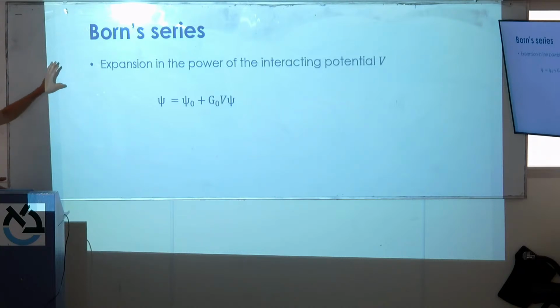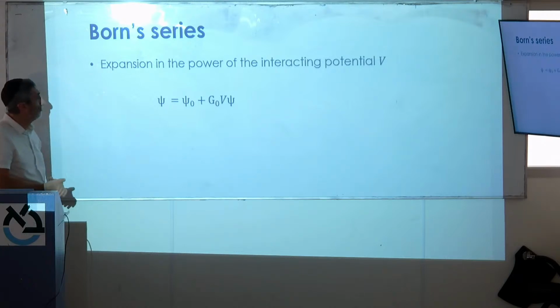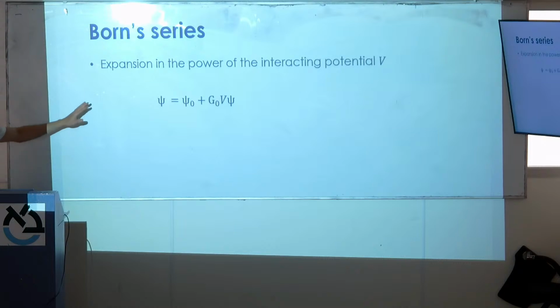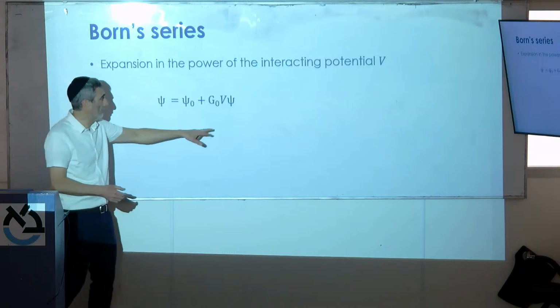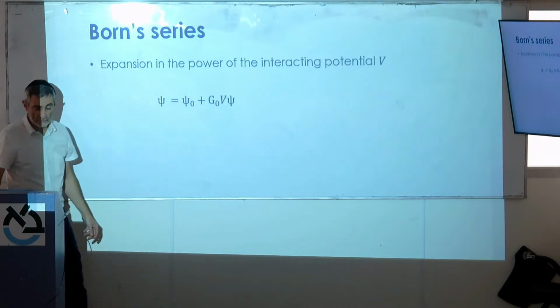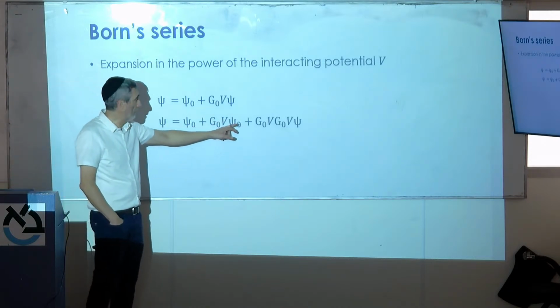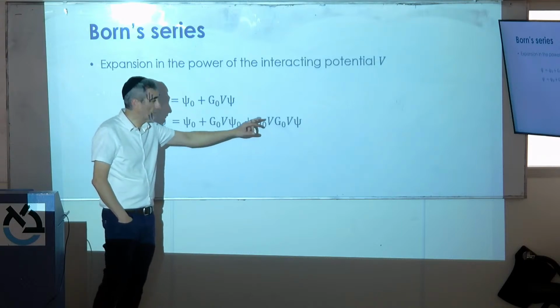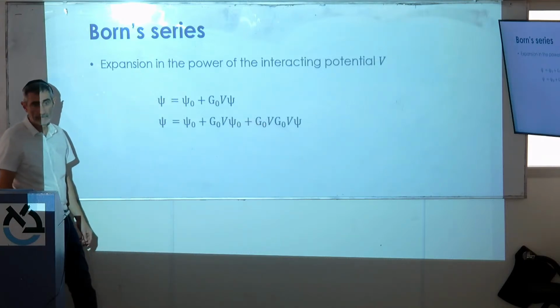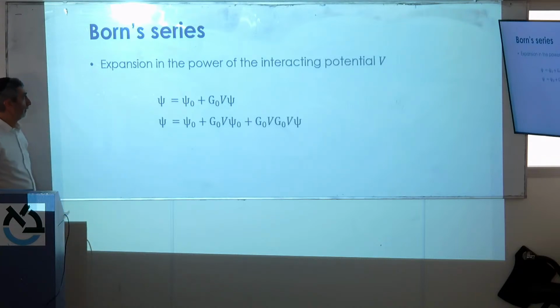So we are going to develop that in a series of several terms, an infinite number of terms. It will be an expansion in the power of V, the interacting potential V. We start with this expression, and what do you do with that? You take psi here and you reinject it here. If you do that, you get psi 0, G0 V psi 0, plus a new term, G0 V G0 V psi. So it's recursive? Yes, we are going to do a recursive expansion.